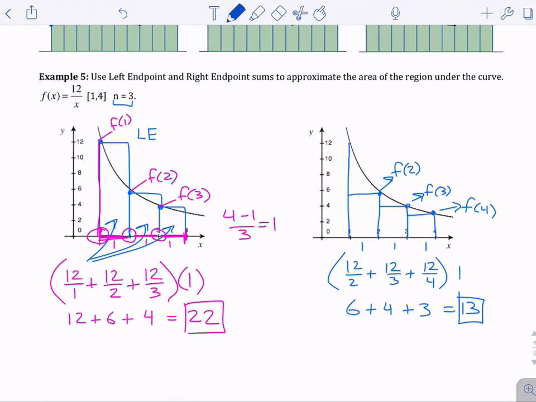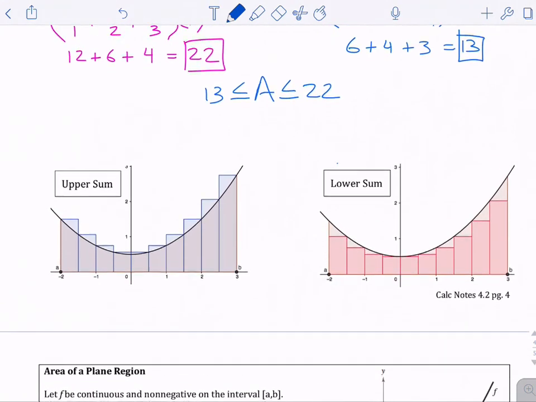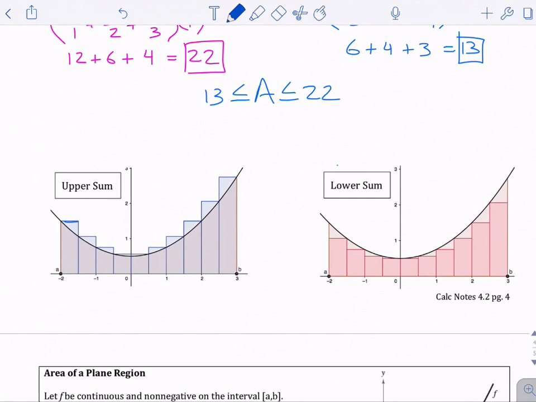Now when you think about these Riemann sums, the one on the left here was an upper sum because all of the rectangles fell above the curve. So this is an overestimate. And then the one on the right here, this is a lower sum because you can see all the rectangles fell below the curve. So this is an underestimate. So we know the actual area is going to be somewhere between 13 and 22. Okay, so you can kind of see that right here with upper and lower sums. Upper are all above, where lower are all below.